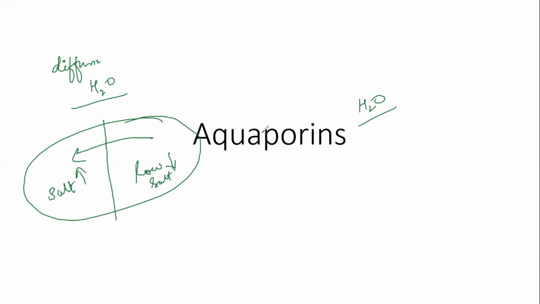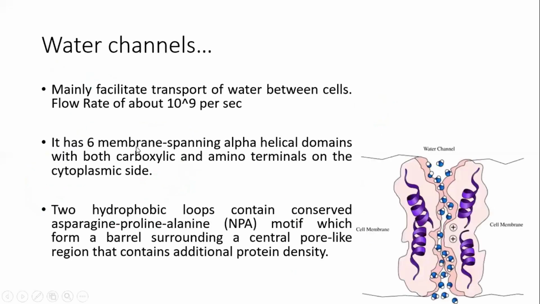okay? But there are few cases where you need an immediate amount of a lot of water. तो उसमें क्या होगा, there is a proper ऐसे डैम, like I can say that बारिश से धीरे धीरे पानी इकट्ठा करने से अच्छा है कि हम डैम ओपन करके सारा पानी एक साथ ले लें, ठीक है? Same analogy, sometimes you need more water, so at that time these aquaporins get open and a huge amount of water will be taken inside or outside, okay? Now the water channel mainly facilitates transport of water between the cells, and the flow rate is about 10 raised to 9 water molecules per second.